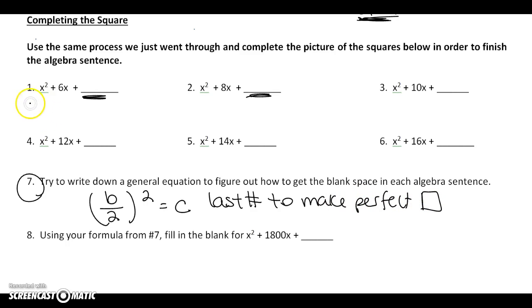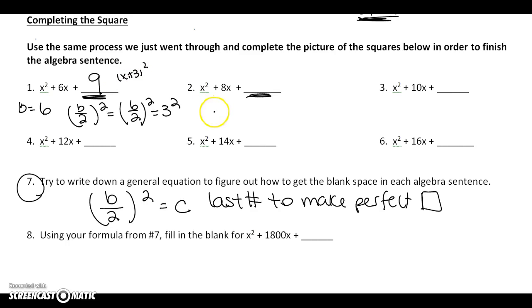So here, b is 6. In order to get c, or that last number, I would take b divided by 2 and square it. Or in other words, 6 divided by 2 squared. 6 divided by 2 is 3, and squared, we would get 9. The reason that's a perfect square is x squared plus 6x plus 9 factors to x plus 3, x plus 3. Similarly, in number 2, 8 divided by 2 squared, because we took that middle number, cut it in half, and squared it. That's 4 squared, so we would add in 16.